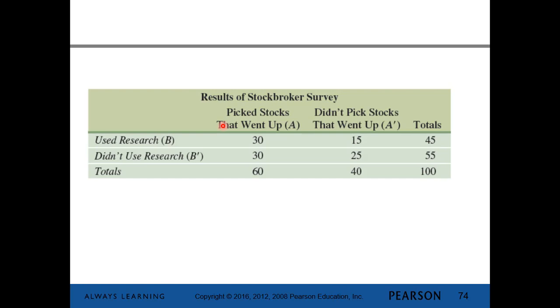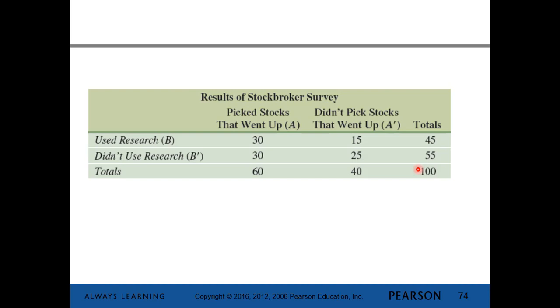Well, how many outcomes did not have research? It would be this plus this, so it would be this total. So 55 out of how many picks? Which would be 100. So it would be 55 out of 100, so 0.55 would be the probability.